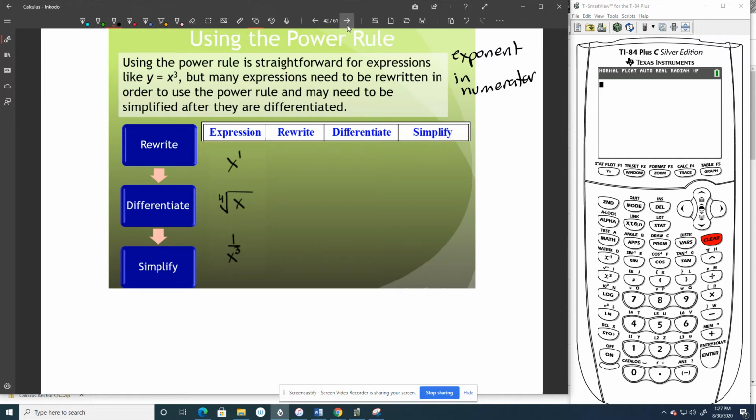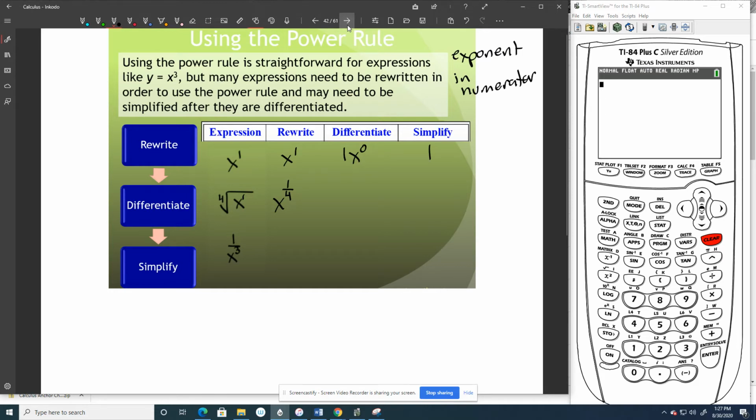X to the first power, well, that's just the regular power rule. That's just x to the first, and when we differentiate, we get 1 times x to the 0, which is just 1. Okay, but for the fourth root of x, we have to rewrite. And remember, to get rid of this 4, I put it on the bottom of my exponent, the bottom of the fraction. So this is technically x to the first power. So that 4 just moves to the bottom.